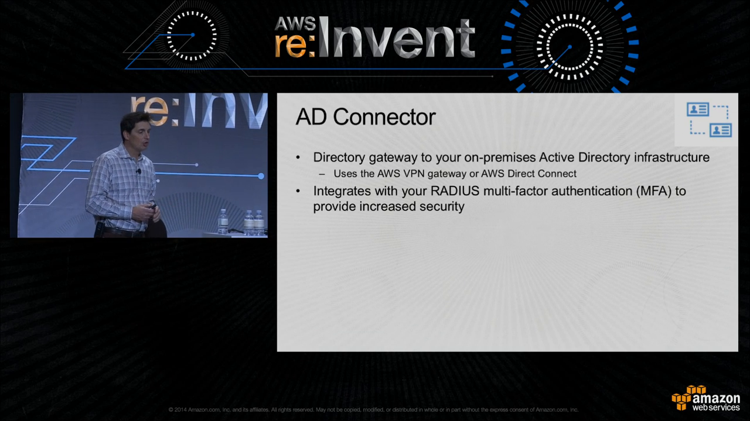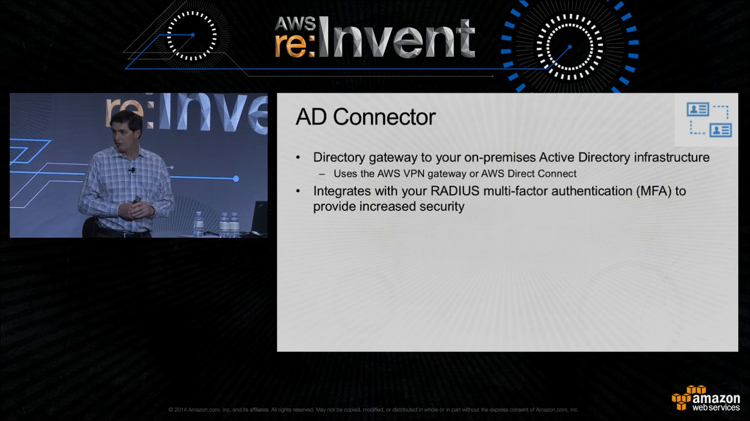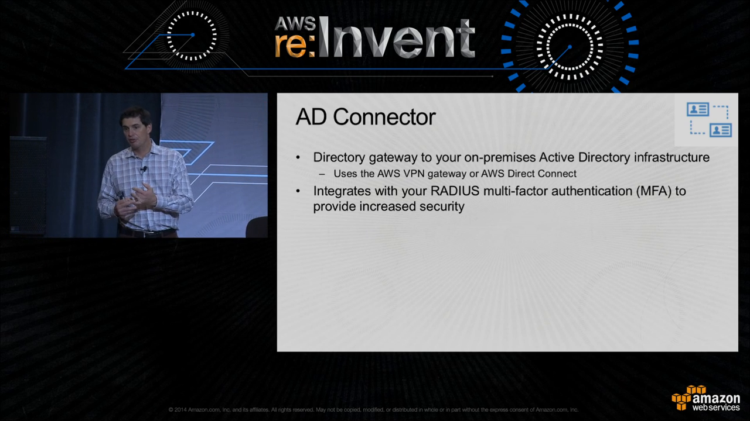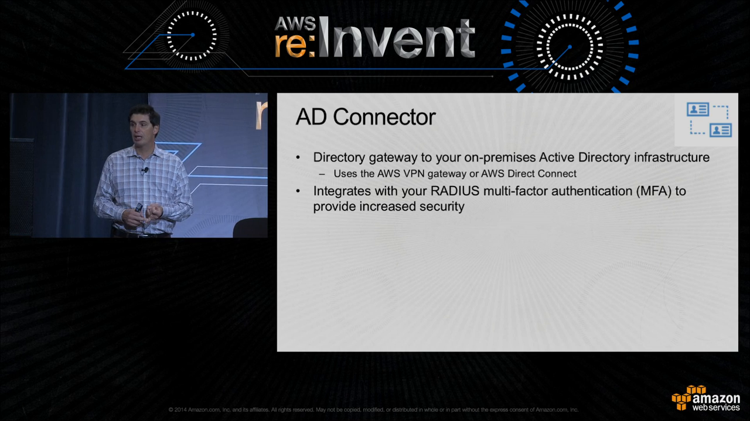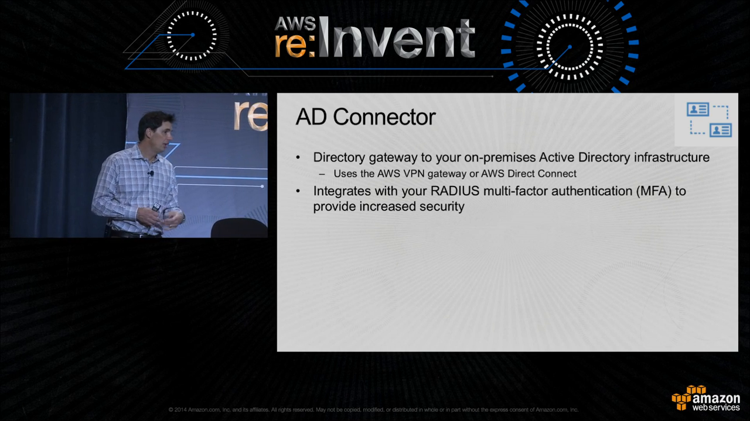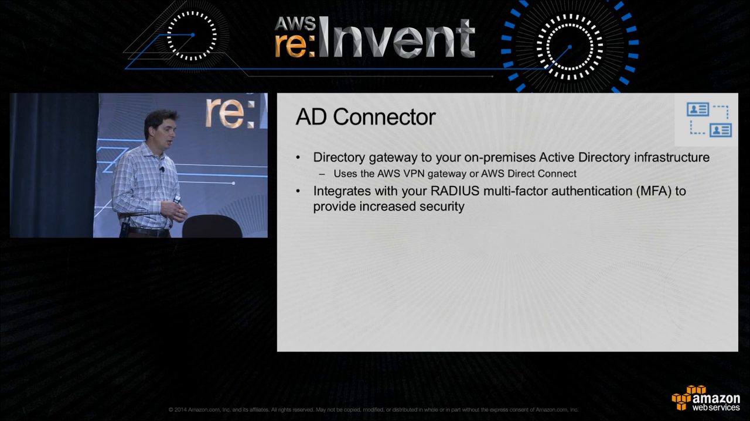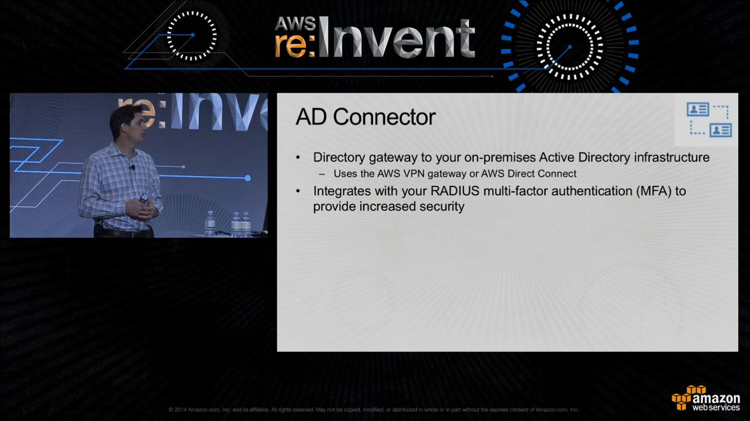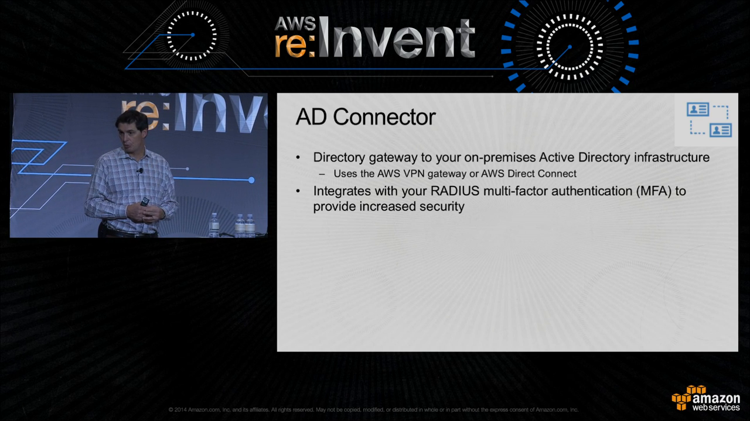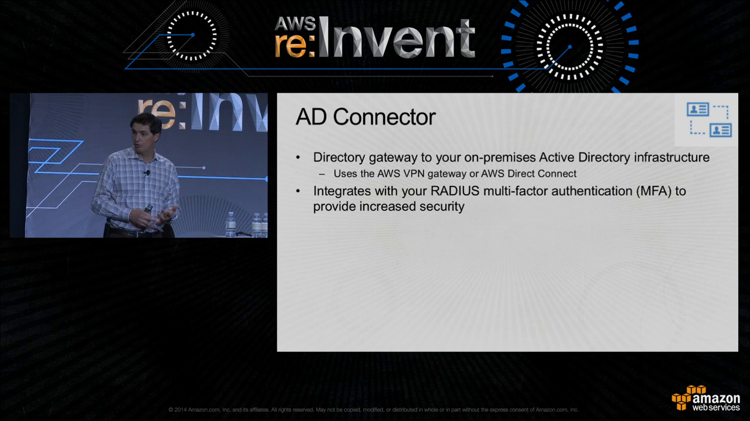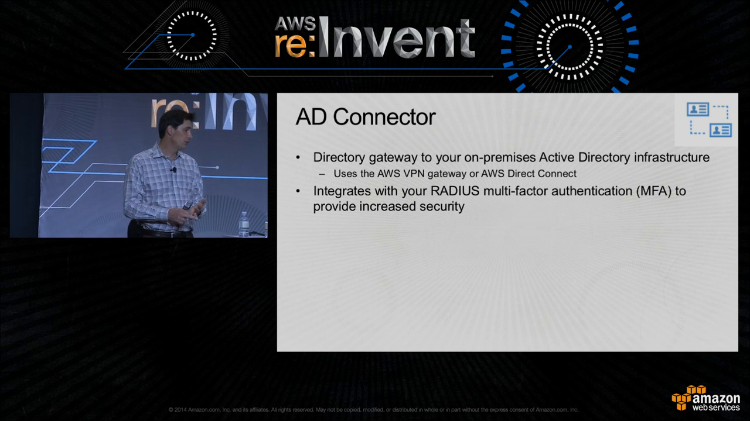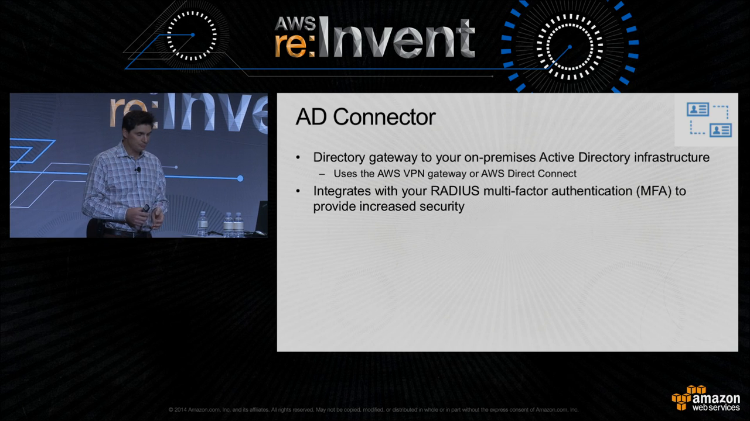So let me dive in a little bit more into specifically the connector. As I talked about, this is really a gateway or a proxy. To deploy this, it requires that you have either a VPN or a Direct Connect between your on-prem resources and your AWS resources. And it can integrate with your existing RADIUS solutions for multi-factor authentication. So you can use RADIUS to authenticate both into the AWS console or into the applications.